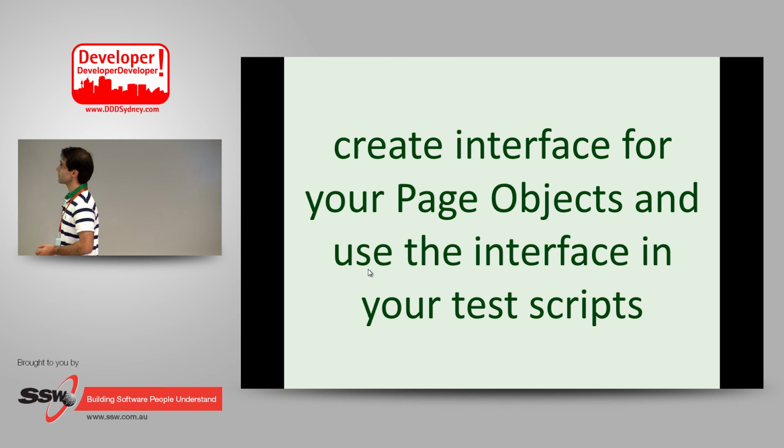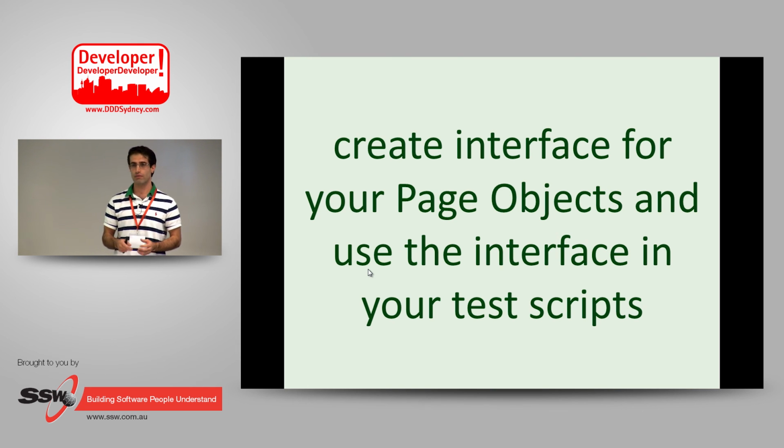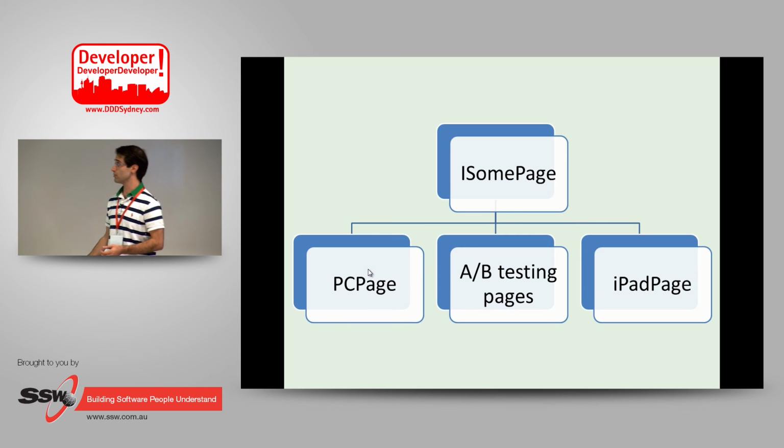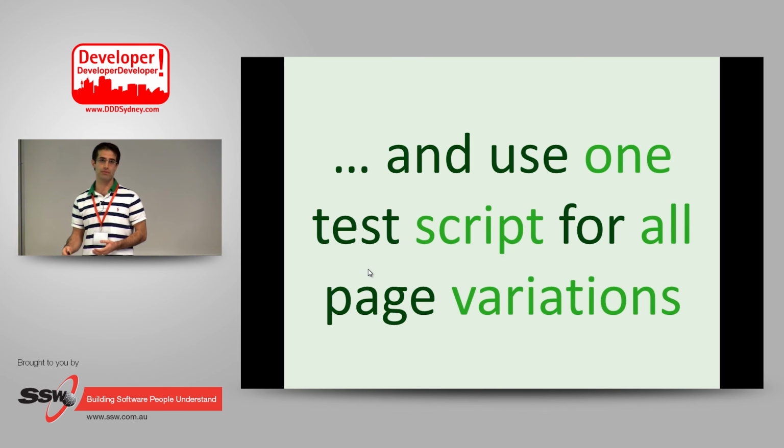The same thing applies. What you can do is create interfaces for your page objects, and instead of using the concrete type, you can use the interfaces to test. If you've got some page, you've got an interface called ISomePage, and then you have different implementations of that interface, as many implementations as you have for your A/B testing or whatever. And then you have one test script that only relies and depends on that interface. And then you can run one test script that tests your entire website with different variations.